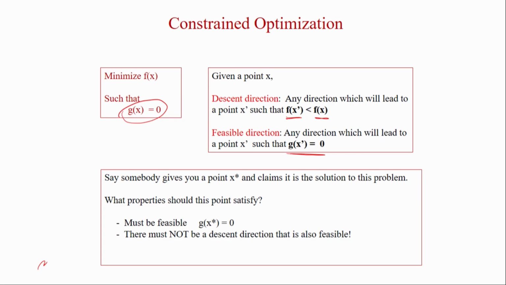What happens if this condition is not satisfied? There are better points. Why is there a better point? If this condition is not satisfied, it means the negation of this statement, that there is a descent direction which is also feasible. Which means I can move in that direction so that my objective reduces and I'm still in the feasible set. So I'll end up with a point which has strictly lesser objective value and also satisfies the constraint. So this point cannot be the answer to my question. Is that clear?